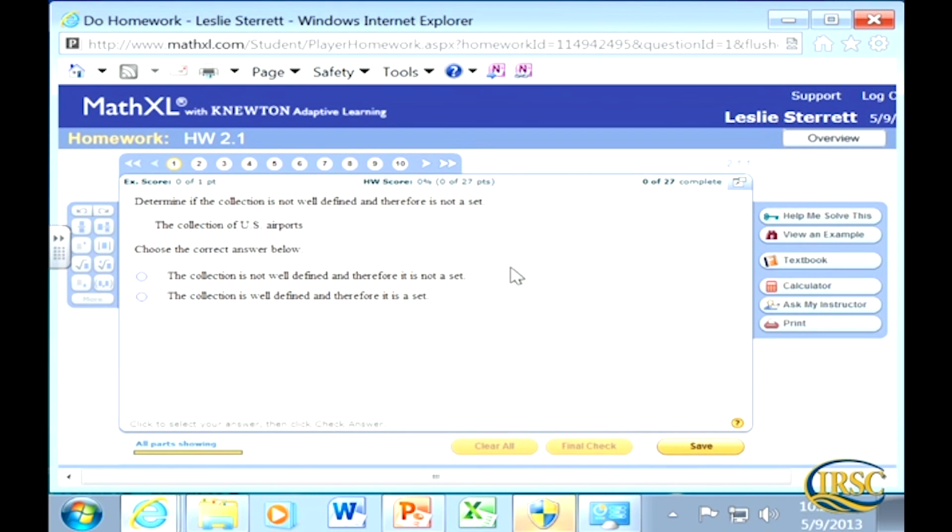It says, determine if the collection is not well defined and therefore is not a set. So the collection of U.S. airports. So you're coming up with whether it's not well defined or well defined.